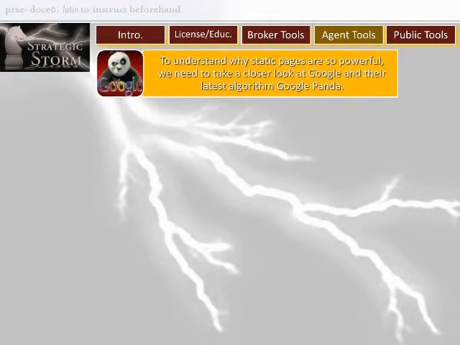To understand why static pages are so powerful, we need to take a closer look at Google and their latest algorithm, Google Panda. If you know what Google Panda is, you can more easily get your website found at the top of the very highly coveted Google search pages. So let's take a look at Google Panda.